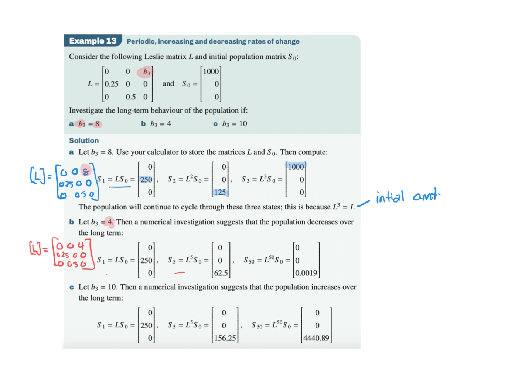And then they did the last one, they changed it. They said have a look when you do B10, and we had a look at S1, S5 and S50, and we saw that that one increased after a while. So don't worry, they'll bear with you. They'll tell you what to do, calculate this, what's happening to the population, and you just explain it. All right.